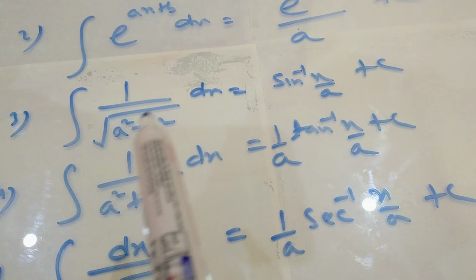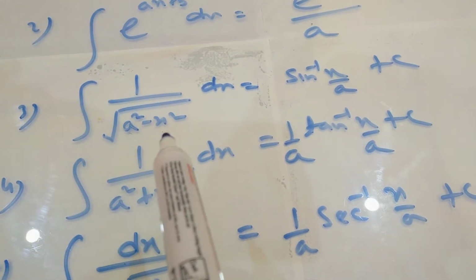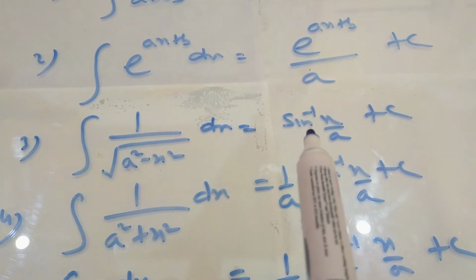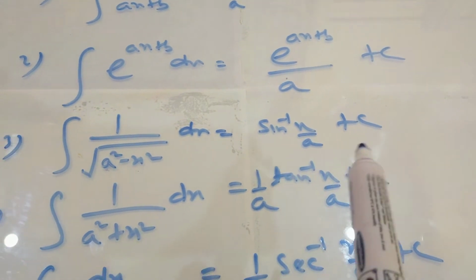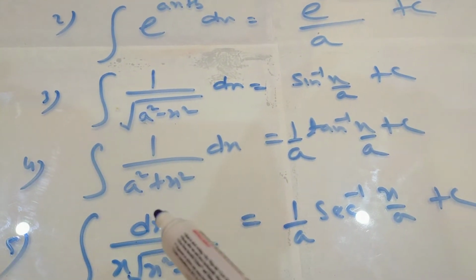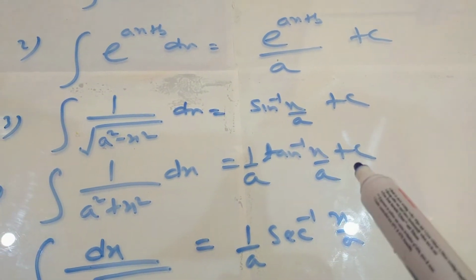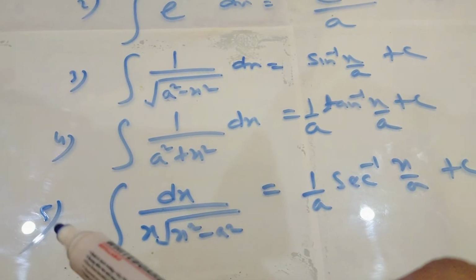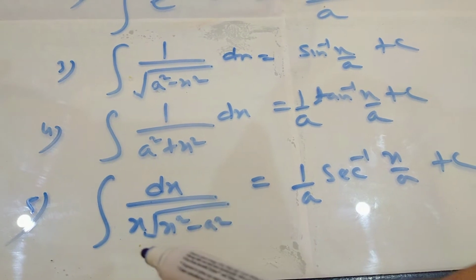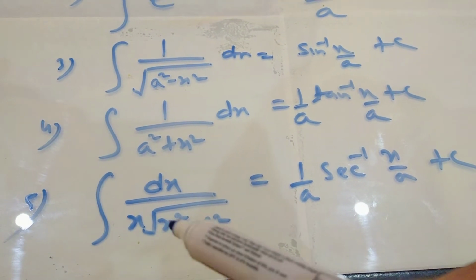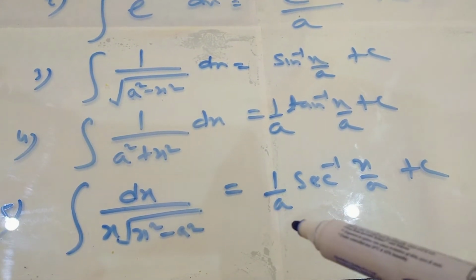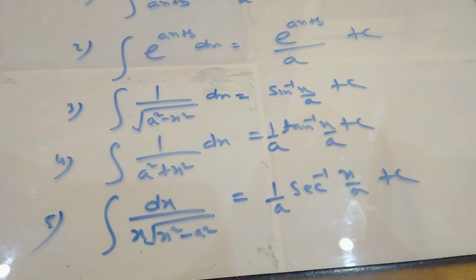If integration of 1 upon under root of a square minus x square dx is given, it is equal to sine inverse x upon a plus c. Integration of 1 upon a square plus x square dx is equal to 1 upon a tan inverse x upon a plus c. Fifth, integration of dx upon x under root x square minus a square is equal to 1 upon a sec inverse x upon a plus c.